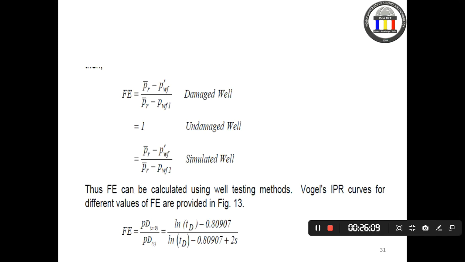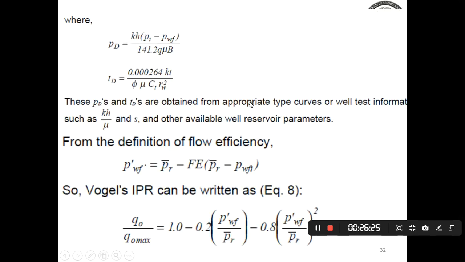So in this case, a new term is introduced, which is the flow efficiency. When the flow efficiency is 1, it means the well is undamaged. If it is more than 1, then it is stimulated. If it is less than 1, then it is a damaged well. So we have to calculate the flow efficiency in this case. This flow efficiency comes from the pressure build-up test, and then we recalculate the flowing bottom hole pressure based on the flow efficiency.